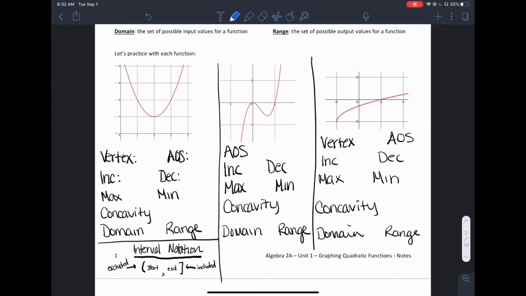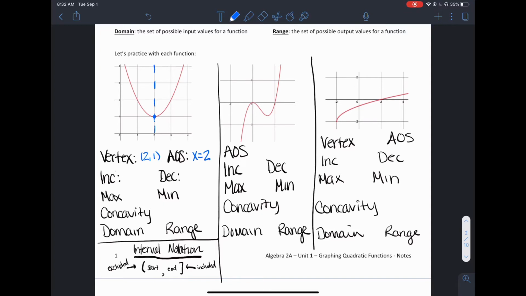The vertex of this first graph, right here, that's (2, 1). Easy. Axis of symmetry, the line that cuts the graph in half, that's right there, x equals 2. Now the axis of symmetry isn't actually part of the graph.